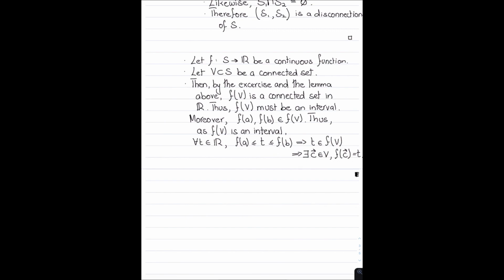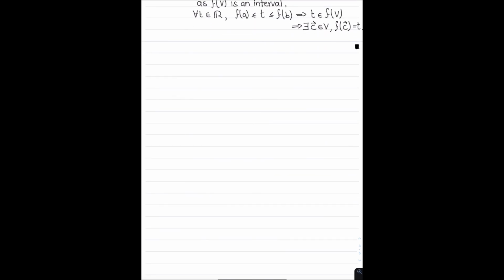So one thing that you might feel is a little bit of a cheat is this idea that f of V is an interval, and therefore, since f of a and f of b lie in that interval, everything in between is also in that interval. When I first did this proof, I also thought that, but I guess it's trivial enough to be used without a proof.